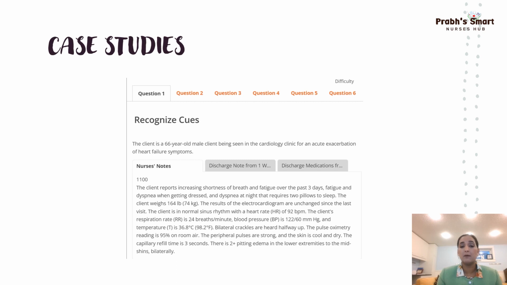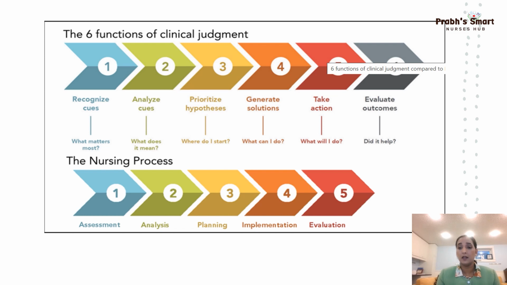So you need to answer them in a sequence. Okay, why in a sequence? So in the case study, 6 questions will be based upon this clinical judgment, right? So first question will be recognizing cues. Second question will be analyzing the cues. For example, client is having complaint of pain, shortness of breath. So first you will recognize and then you will analyze and you will make a hypothesis. So what is that client experiencing, is it pulmonary embolism, or is it myocardial infarction, or what is that, and you will make a hypothesis.